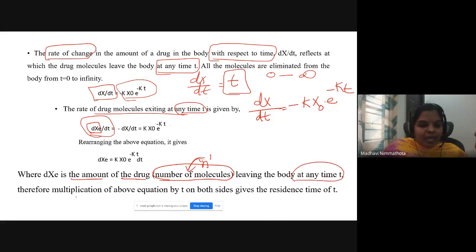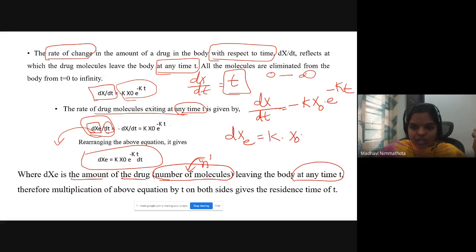Therefore, after writing this equation, you can rearrange it. How will you rearrange this equation? You can remove dt here and add dt here. Write it down: dXe equals k into X naught into e to the power of minus kt into dt. In this equation dXe by dt is there, so we are removing dt here and adding it on this side. That is, the equation is undergoing rearrangement, so you will get the equation like this.